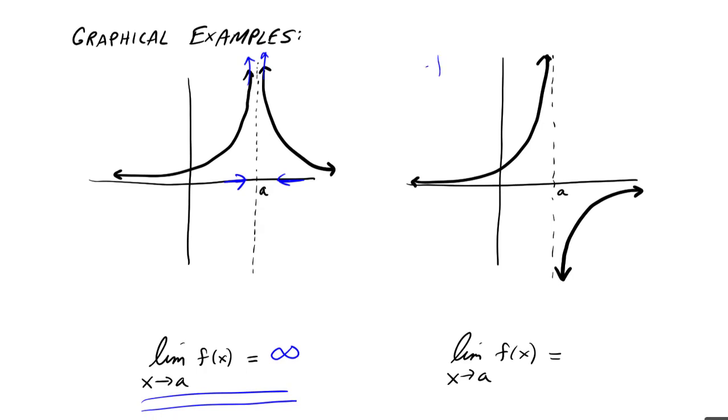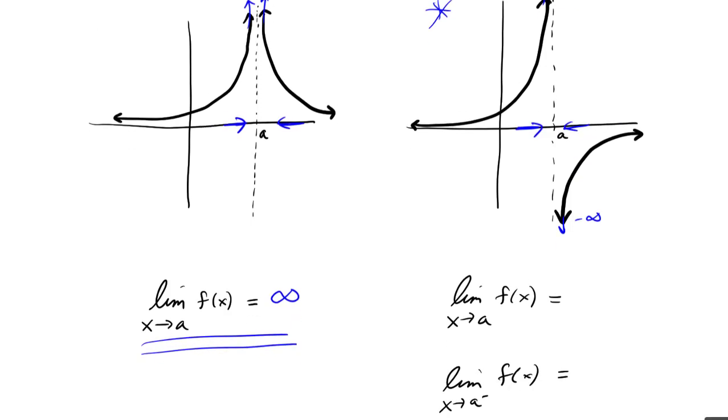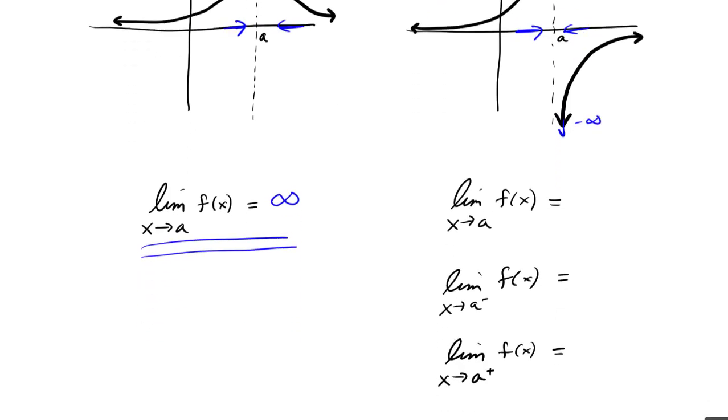A little trickier in this second graph here, because we have slightly different behavior on each side. As we approach a from the left, we go off to positive infinity. But as we approach a from the right, we go off to negative infinity. And we have to be able to capture that in anything we say. So in this case, I would be restricted to saying the limit as x approaches a, I would have to say actually it does not exist.